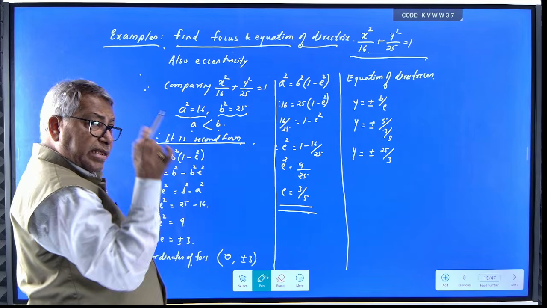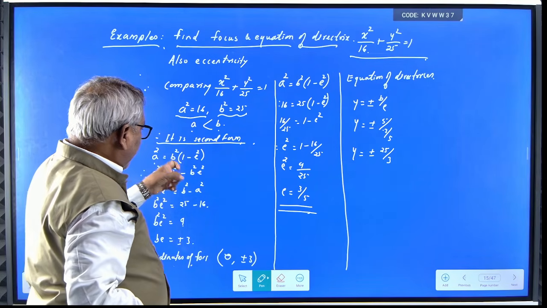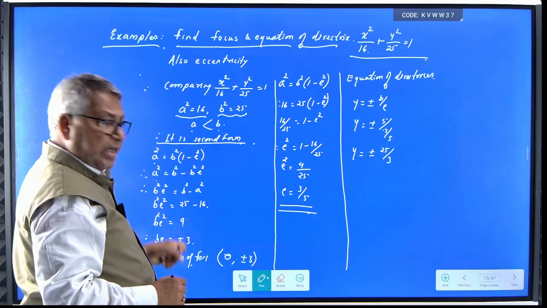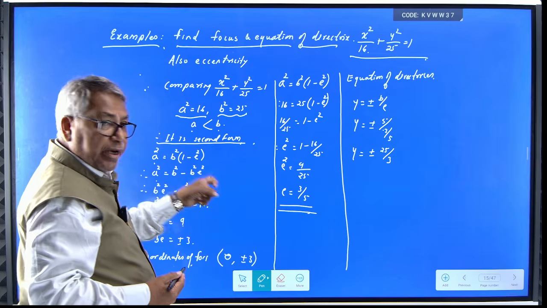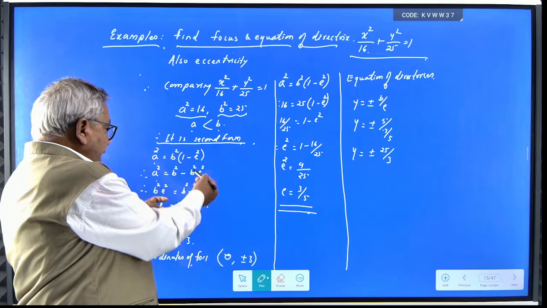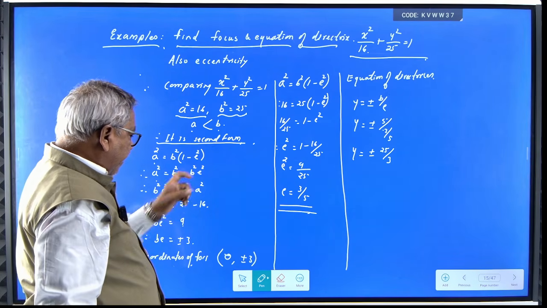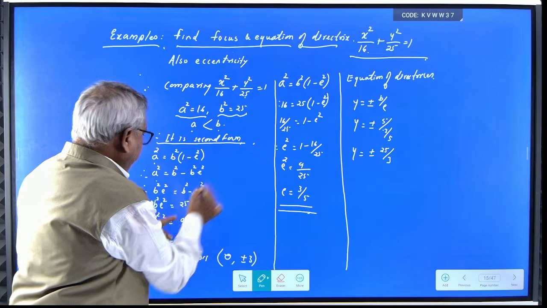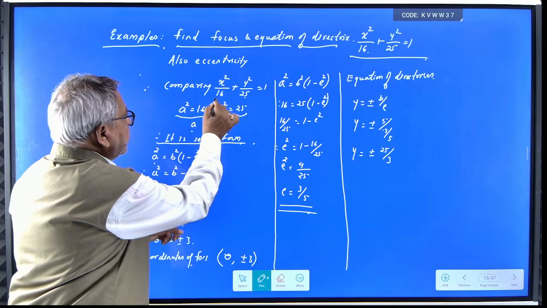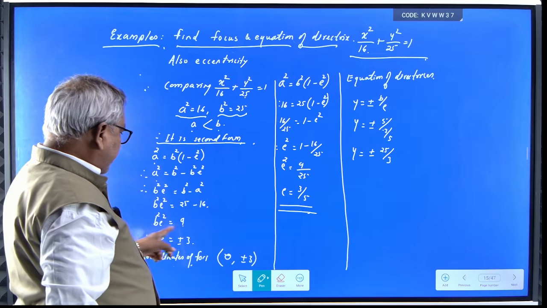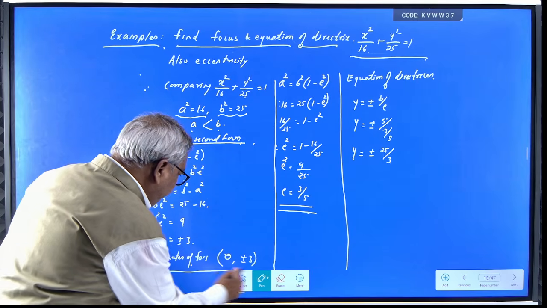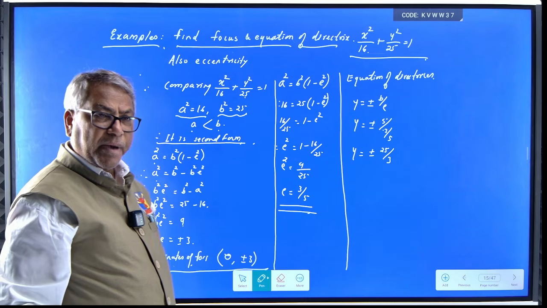So a square is equal to b square into bracket 1 minus e square. So a square is equal to b square minus b square e square. So b square e square, transferring to this side, is equal to b square minus a square. So b square e square is equal to 25 minus 16, that is b square minus a square. So b square e square is equal to 9, be is equal to plus or minus 3. The coordinates of the foci are (0, plus or minus 3).